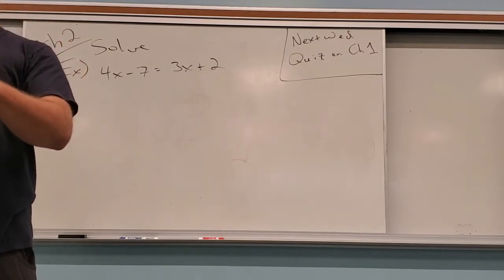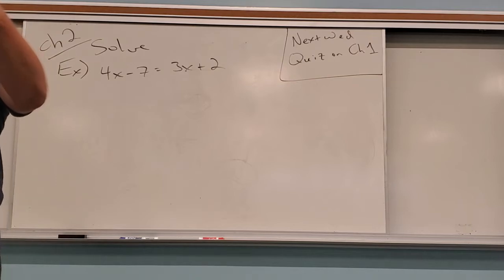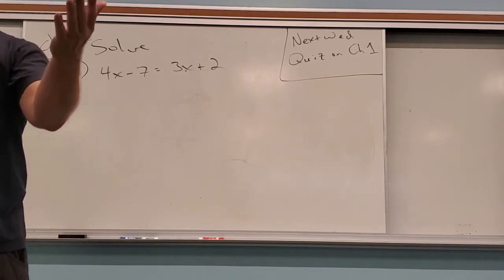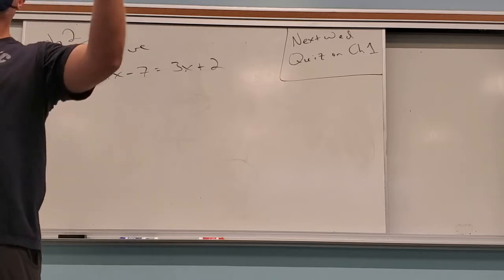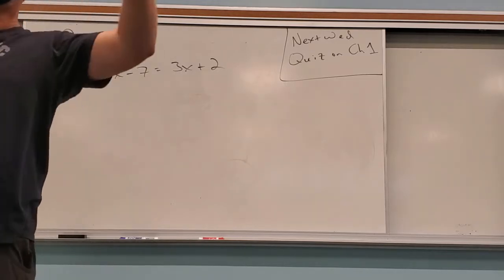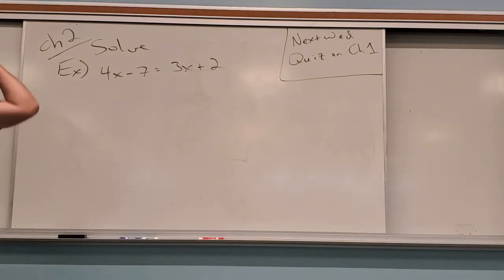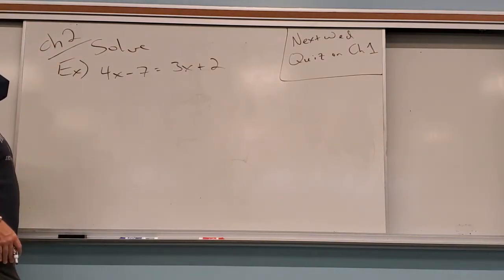What's the first step? What's the overarching idea of solving an equation? You're trying to get what by itself? Isolate the x, right? Trying to get him to isolate. So normally you try to get all the numbers on one side, all the x's on the other side, right? And you can choose which side to go on. So what's a good first step here?